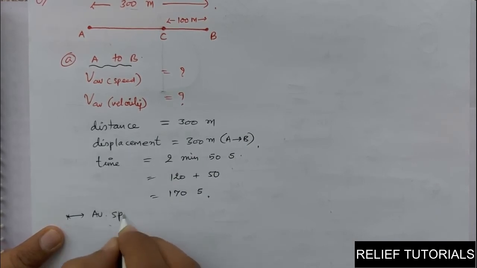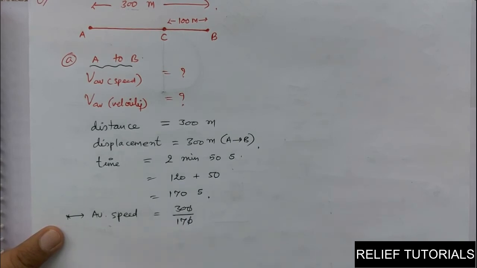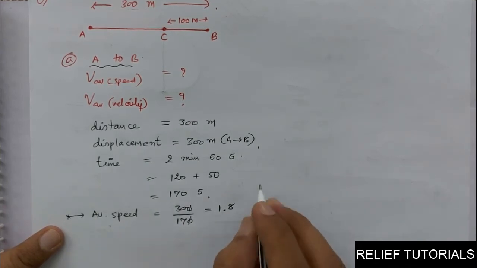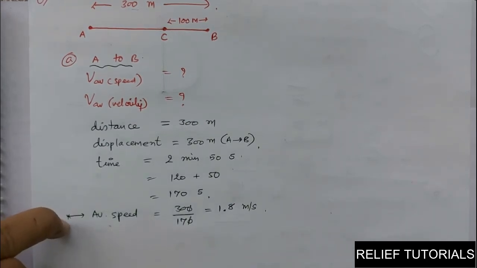So average speed is total distance upon time. Total distance is 300 meter, upon time is 170 seconds. 0 cancel. 30 divided by 17. 17 ones are 17. Then 13 left, 17 8 or something like this. So nearly 1.8 meter per second. Okay, near about that 1.7 or 1.8. You can do the division by yourself.